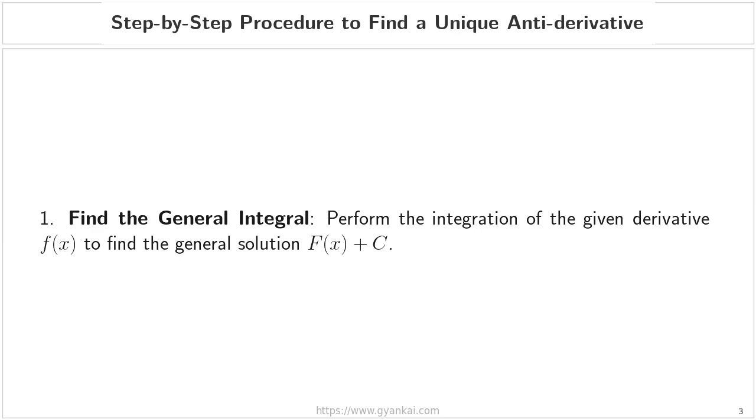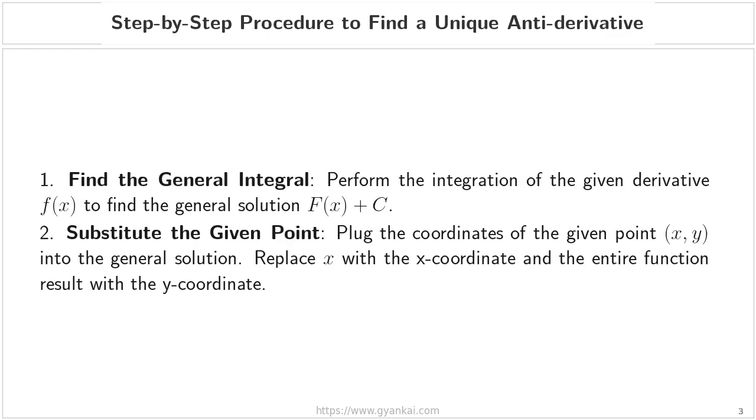Step 1, find the general integral. This is where we start with the derivative, let's call it f(x), and we perform integration. Remember, integration is the reverse process of differentiation. When we integrate f(x), we obtain the general solution, which we represent as F(x) + C. Don't forget that plus C is crucial, as it represents the constant of integration, acknowledging that infinitely many functions can have the same derivative.